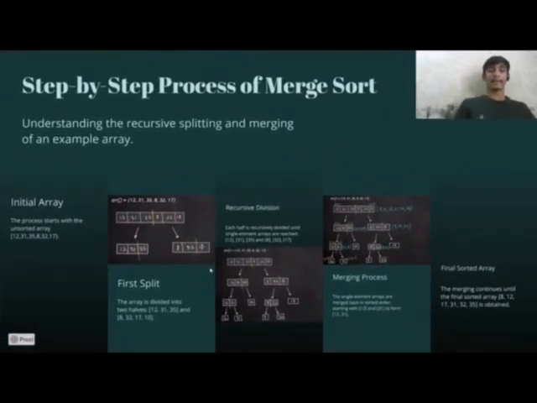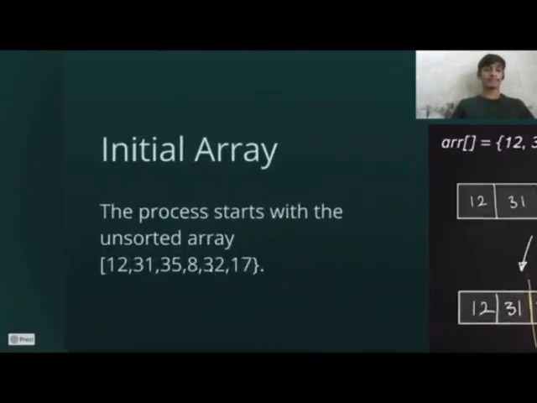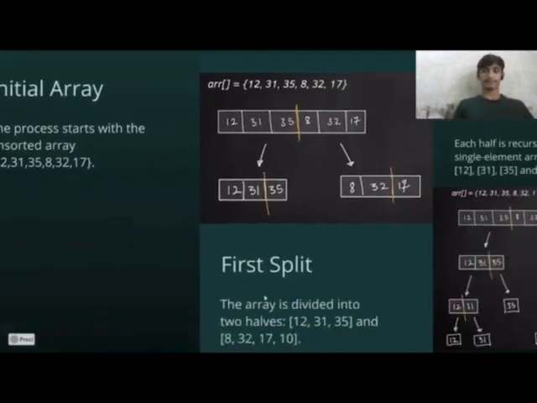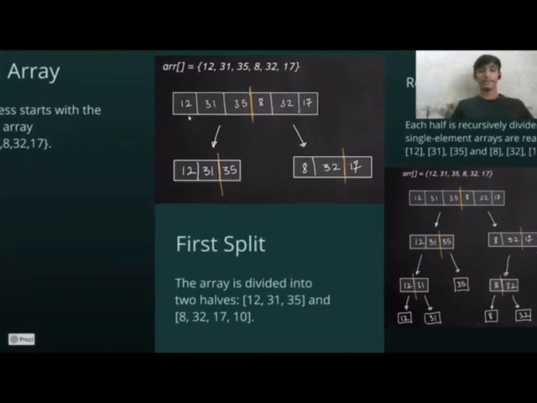Now we will see the step-by-step process of merge sort. Let's trace it. Take the initial array as 12, 31, 35, 8, 32 and 17. We can see this is an unsorted array. First, split this array into two equal parts: 12, 31 and 35 in the first part of three, and 8, 32 and 17 in the second part of three.